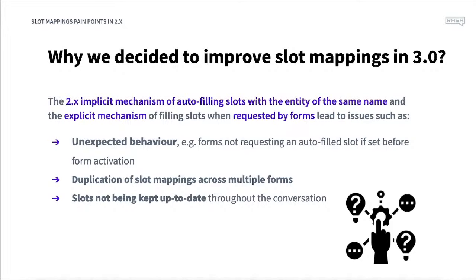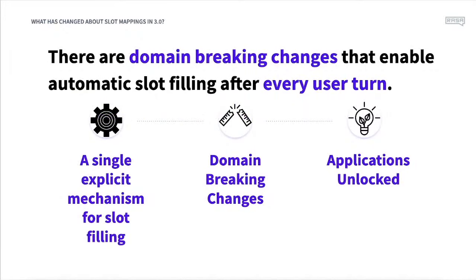To solve these limitations, we introduced a single explicit mechanism for slot filling by automatically running the new default action extract slots after every user turn. This action fills slots if the slot mappings defined in the domain apply. To enable the slot filling mechanism, we introduce breaking changes in the domain, which we'll talk about shortly in the next slides when we migrate a 2.0 domain to 3.0. This feature unlocks more applications as it allows slots to be updated throughout the conversation, and it removes duplication of slot mappings in forms.